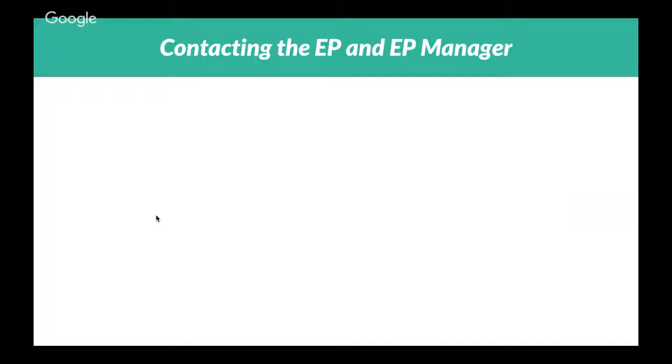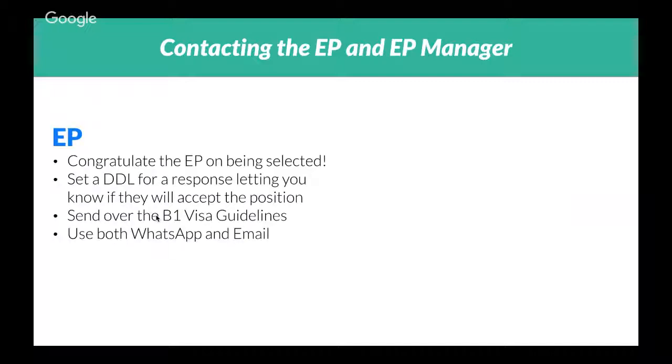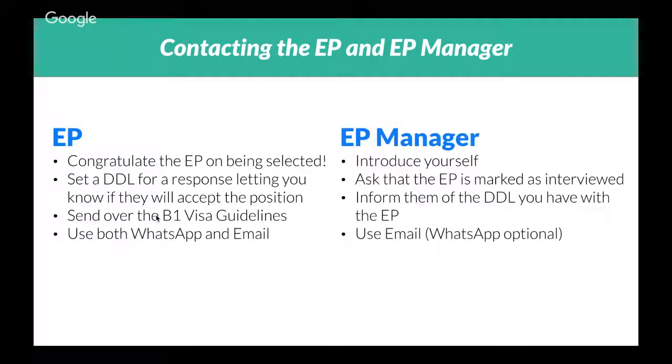So after an EP is accepted, you should contact the EP and the EP manager. To the EP, you should congratulate them on being selected, give a deadline for a response, send them over the B1 visa guidelines, and also get their WhatsApp information. You should CC the EP manager and introduce yourself, private message them if the EP hasn't been marked as interviewed, and let them know of any deadlines with the EP.